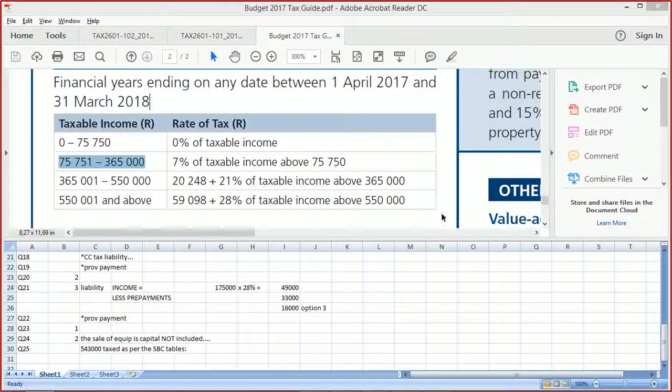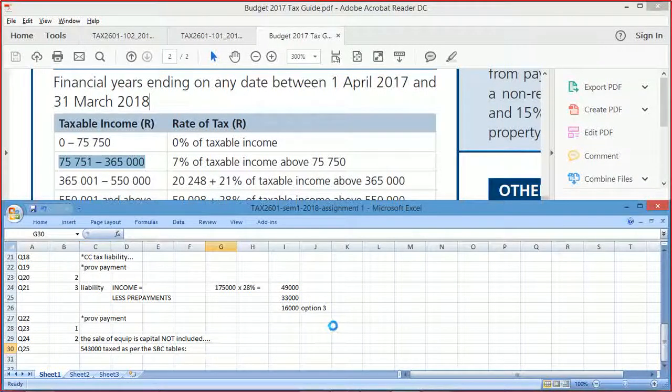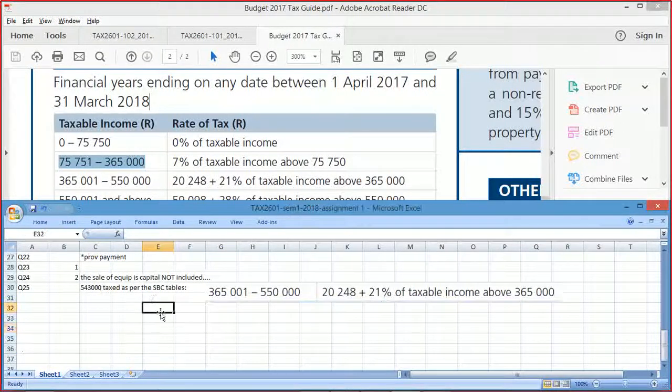Okay, so I'm going to copy that and paste that there. And then what am I going to do? I'm going to calculate it. They said excess above 365. How do I get the excess? Simple. I take 543 and I subtract 365. That gives me the excess, taxed at 21%. So this times 21% gives me that.